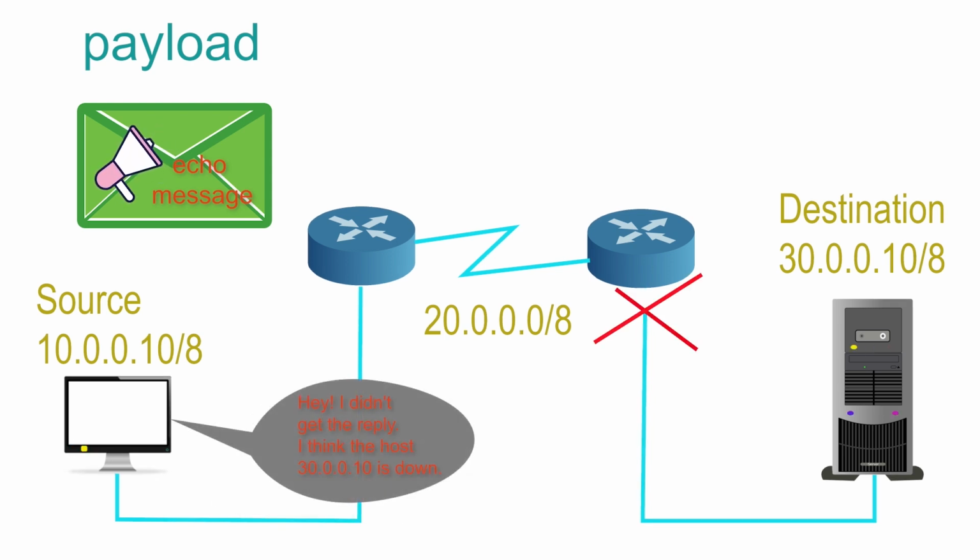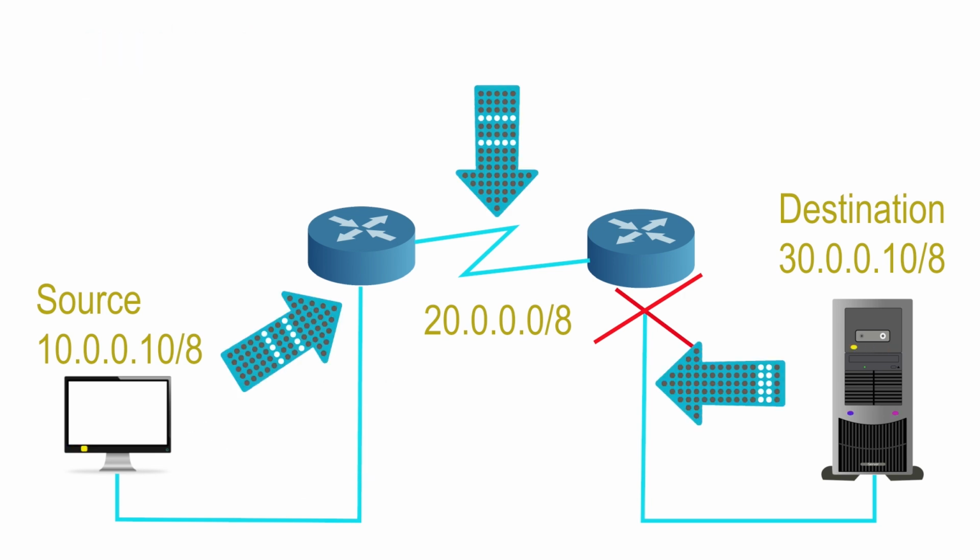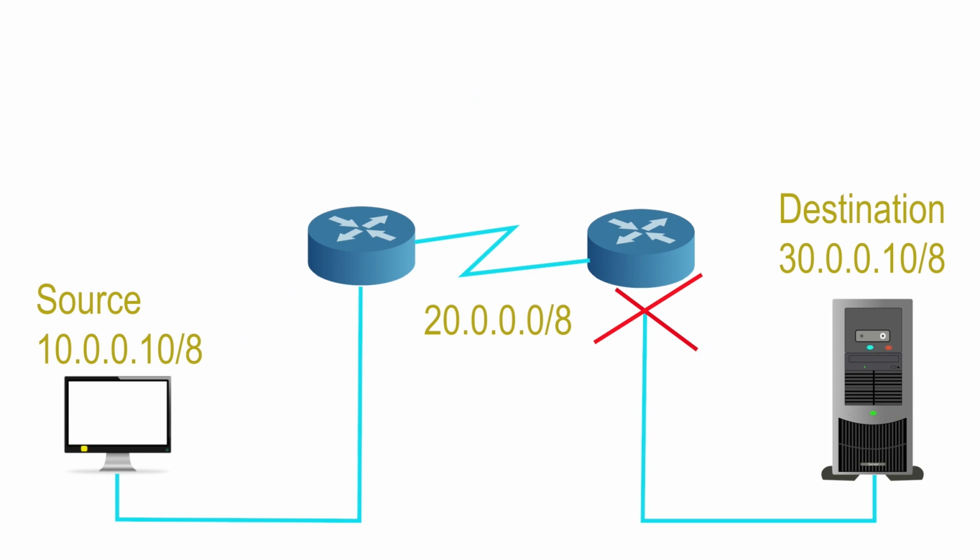If not, it indicates a connectivity issue. This issue can occur at any point along the path. To figure out the exact location, you can send echo messages to devices placed along the path. Send echo messages to the first device. If it replies, send them to the second device. Repeat this process until you get the non-functional device.